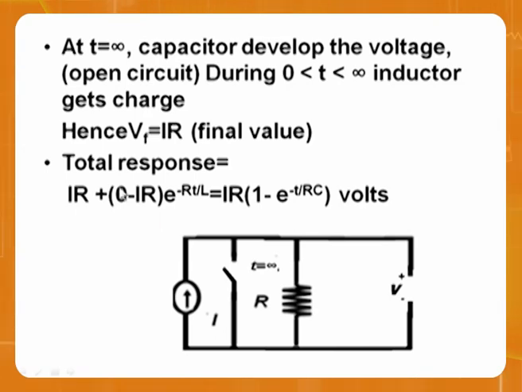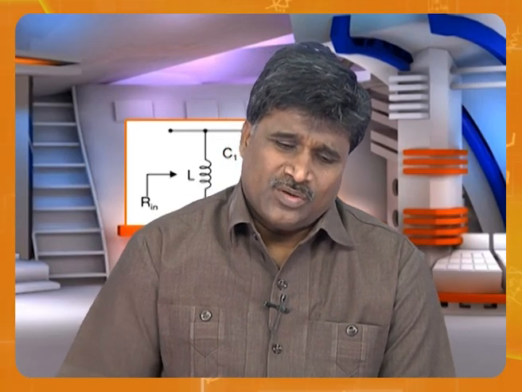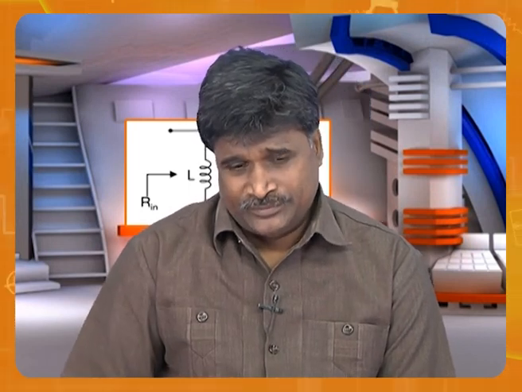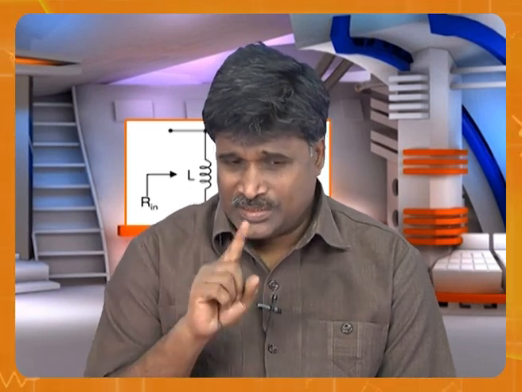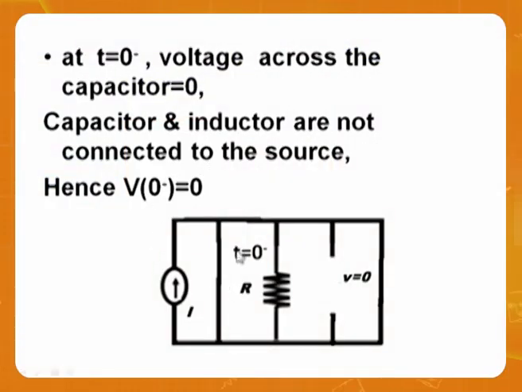So that is the expression you have. Now, as a sixth problem, I have chosen all three elements together just to tell you what is happening. As usual, t is equal to 0 minus. You see that? No current is coming here. So the inductor could not take current, open circuit. The capacitor could not develop voltage, short circuit. No current, open; no voltage, short.